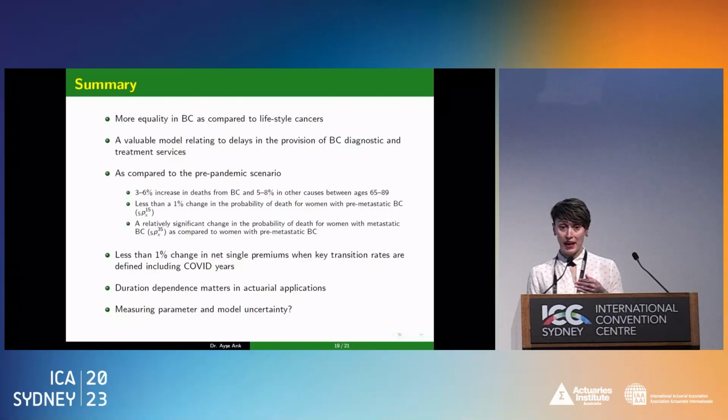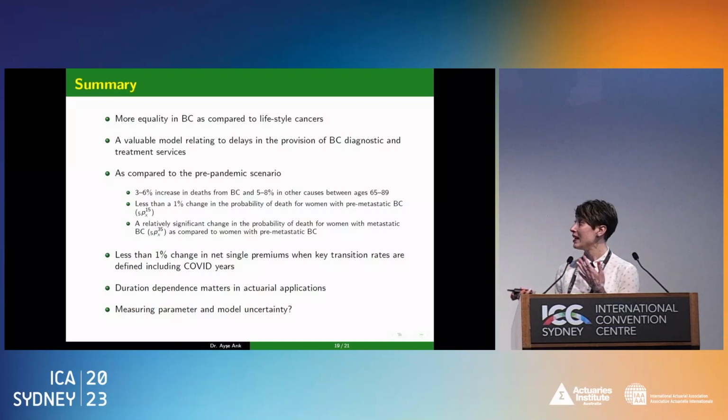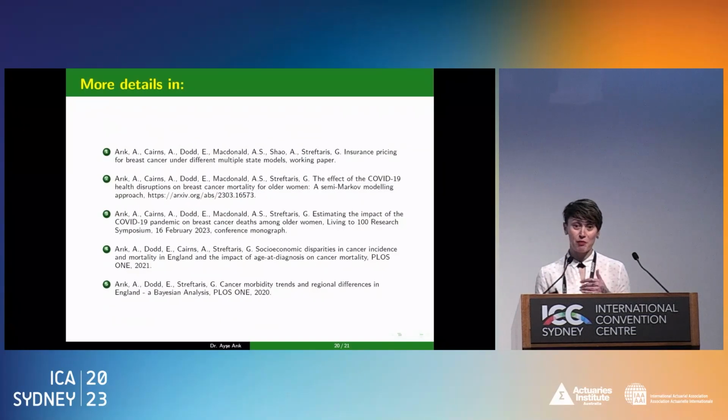We see mild to medium-term impact on breast cancer deaths. And we also carried out a bunch of calculations to see how the overall premiums could change if we could include the last 2 years after the pandemic. This only led to a change of less than 1% compared to the results I provided now. And last and importantly, we believe duration dependence really matters in actuarial applications, while accounting for this type of breast cancer or any type of cancer actually. What we haven't done so far is accounting for model and parameter uncertainty in the most traditional statistical sense. So thank you, and more results and details can be found in the following papers.